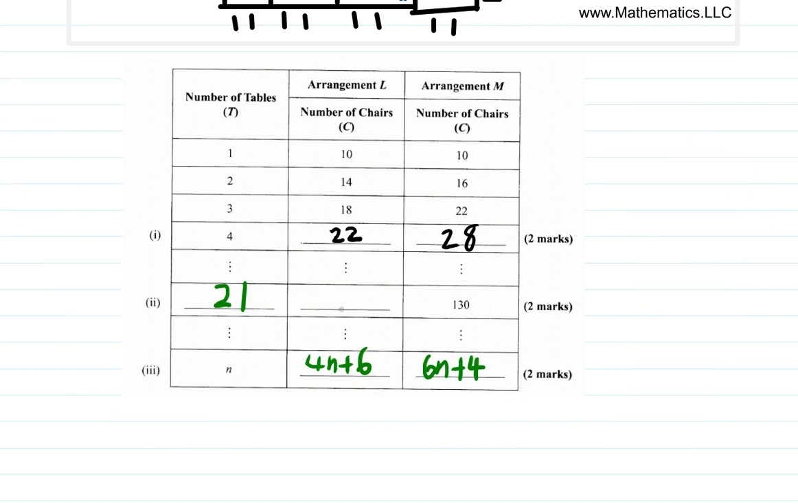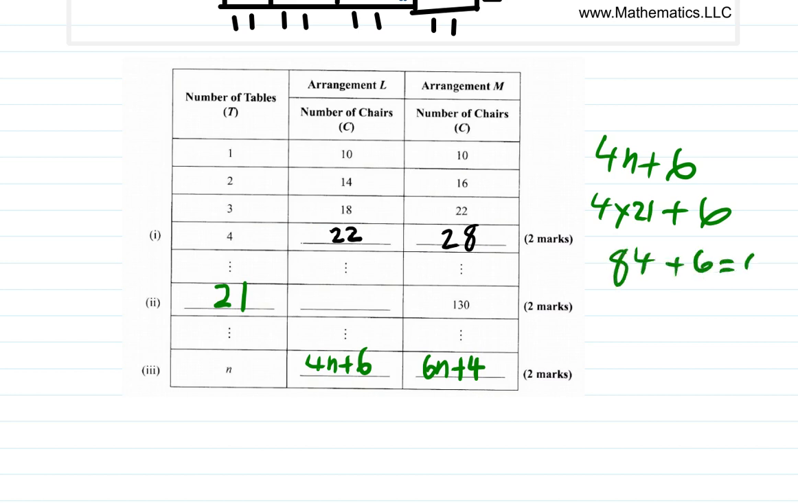Now, let's use the formula to get this part. 4n plus 6, right? But from the 130 before, we found that it was 21 tables. So if it's 21 tables, it's 4 by 21 plus 6. 4 by 21 is what? 4 by 4, 4 2 is 8. 84 plus 6 is what? 90. So it's 90 chairs with arrangement L.